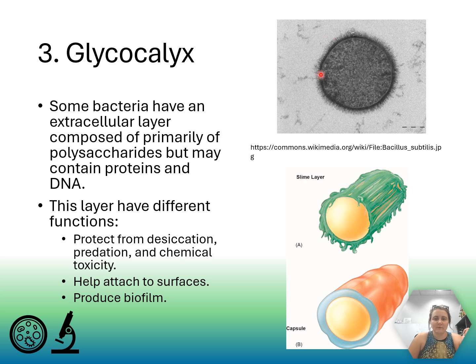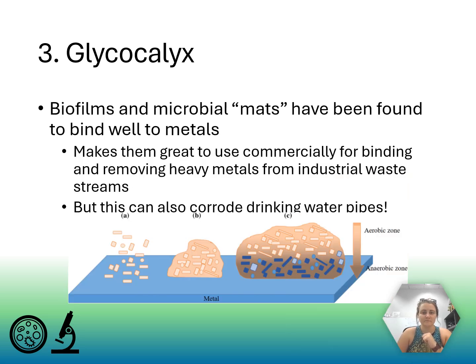And the basis of what's going on in that particular layer is that it's protecting the cell from desiccation, so drying out, predation, being eaten by other cells, and chemical toxicity. So it can act as basically a repellent barrier. It can also help bacteria attach to surfaces, and that's very relevant to us because then these types of cells can produce biofilms, and biofilms are really relevant in environmental engineering.